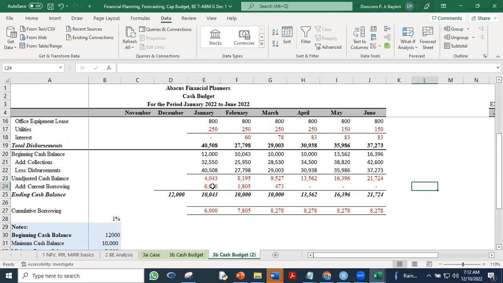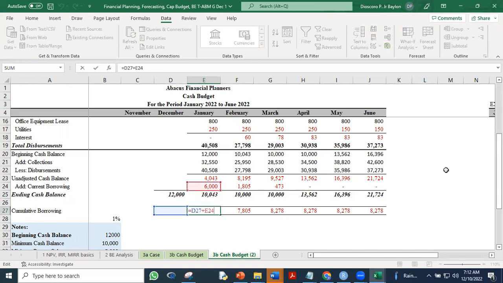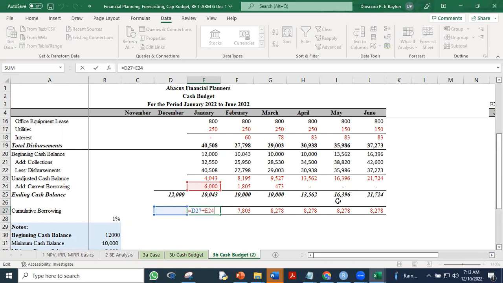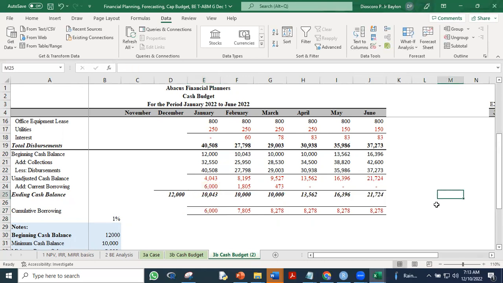All right. So when we borrowed 6,000, what happened? Our balance became 10,000. And our cumulative borrowing now is whatever the balance of our borrowing the previous month is, plus the new borrowing of 6,000. So the cumulative borrowing is now 6,000. So let's go back here.